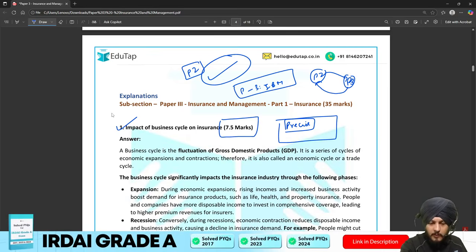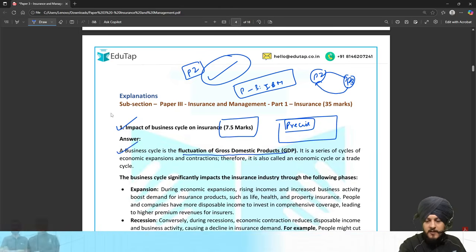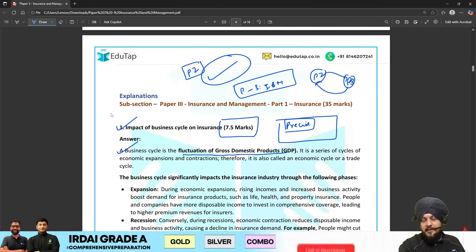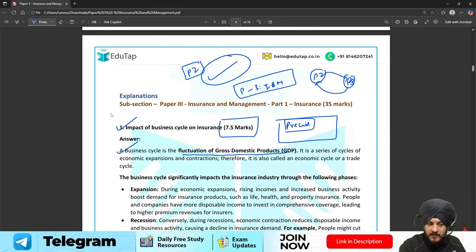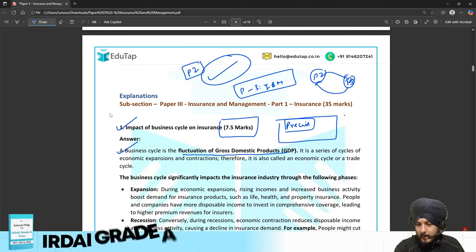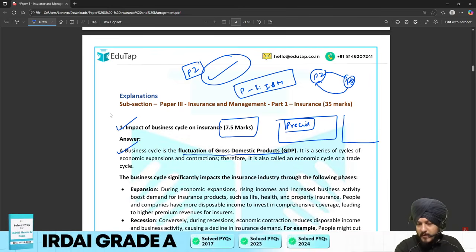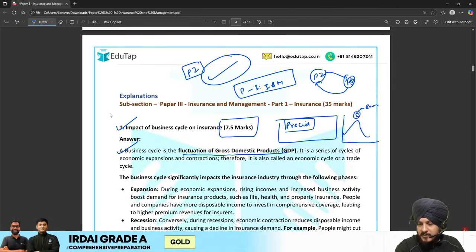Firstly, you can talk about what a business cycle is. It is nothing but the fluctuation of GDP. Basically, business cycle means the natural ups and downs in economic activity over a period of time. You can talk about that. Now, we know that as part of the business cycle there are different phases. For example, there is a period of expansion, which is nothing but the boom period, and then there is a period of contraction also.